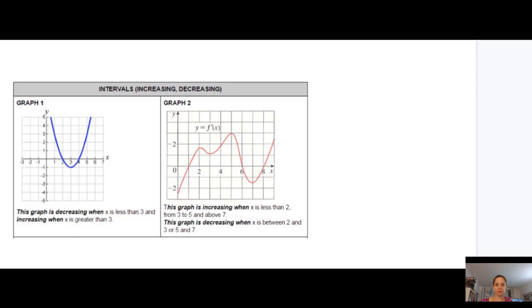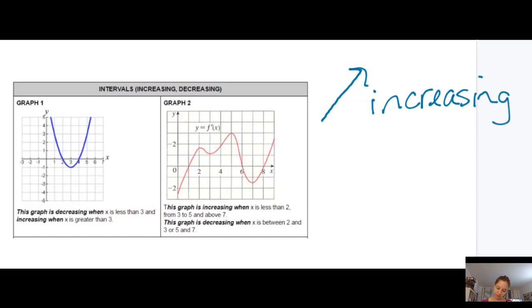On to intervals. An interval for increasing or decreasing is where the graph is either increasing as you go from left to right, or decreasing. Increasing would be if the graph is going up. So this is an example of increasing. And decreasing would be if the graph is going down.